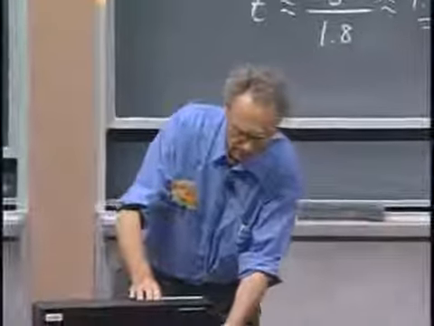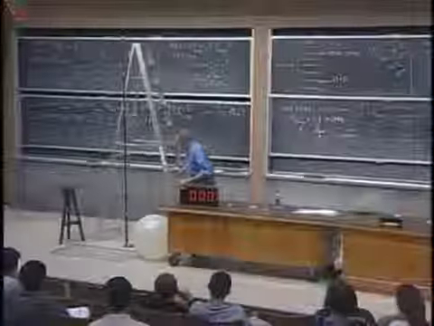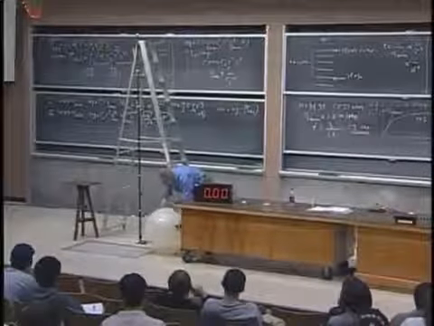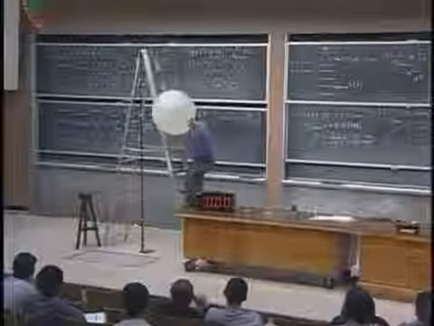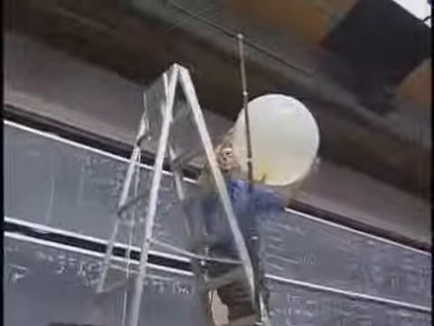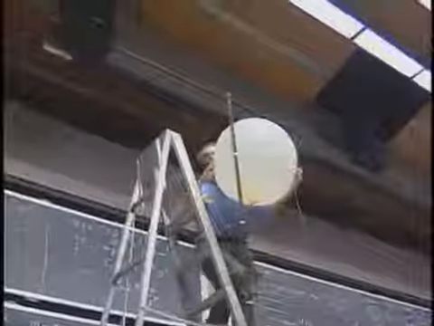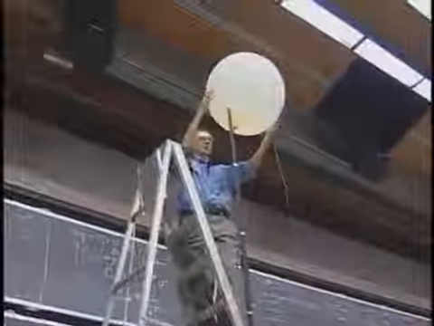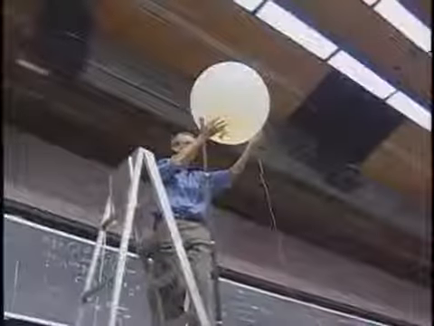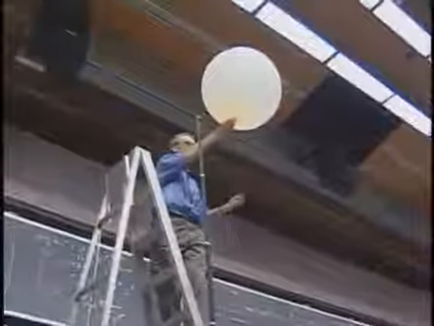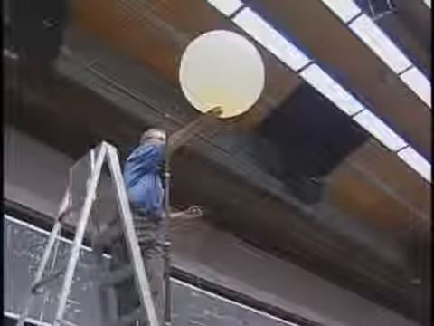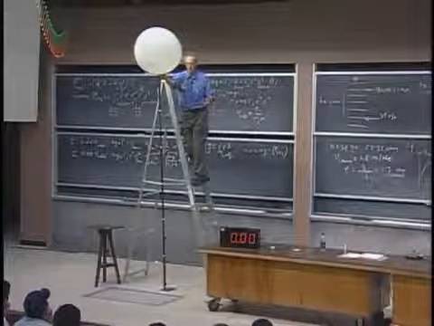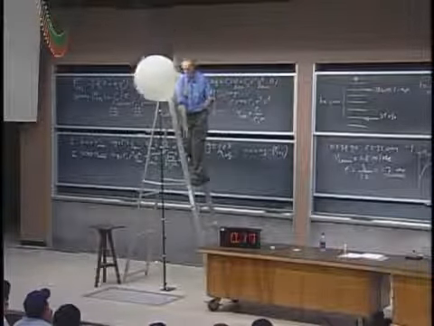So turn on this timer. Make sure I zero it. I did. And it's not so easy to release it, by the way, and start the timer at the same moment. And it's not even so easy for me to see when it hits the ground. So there's a huge uncertainty in this experiment. Okay. 3, 2, 1, 0.